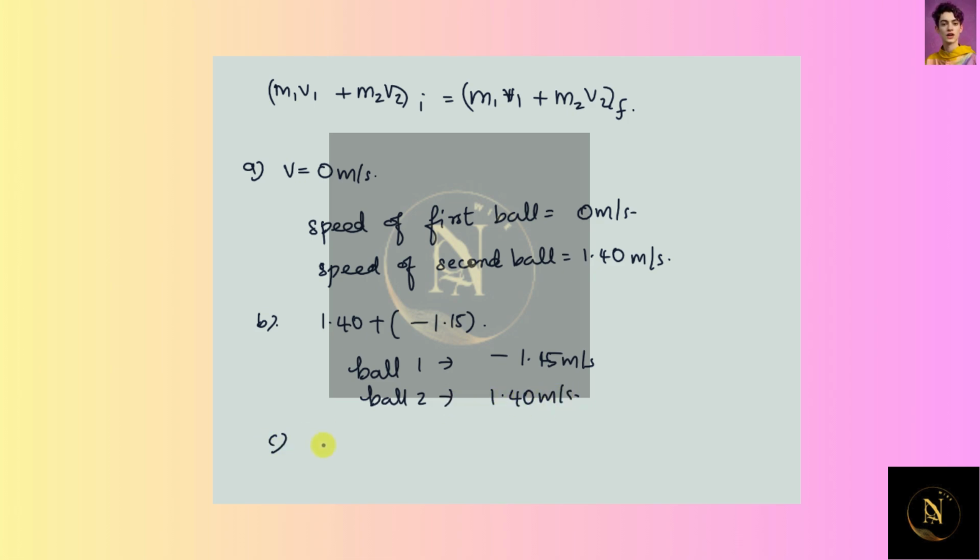And towards part C, the second ball is traveling in the same direction but slower, so it will still get hit by the first ball. So both answers will be positive, because basically all that happens is the second ball speeds up after hitting the first one, which will slow down. So the first ball will have a speed of 0.80 meters per second and the second ball will have a speed of 1.4 meters per second.